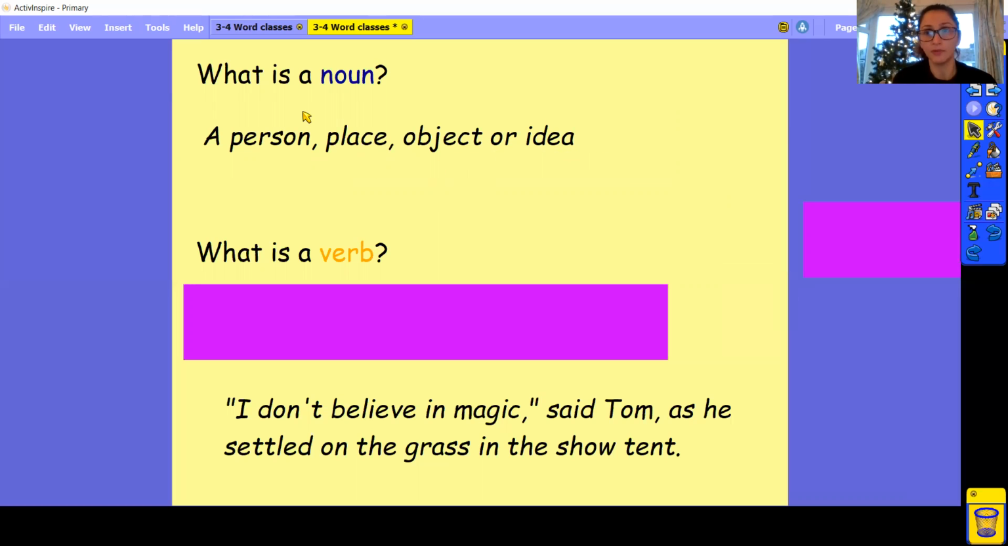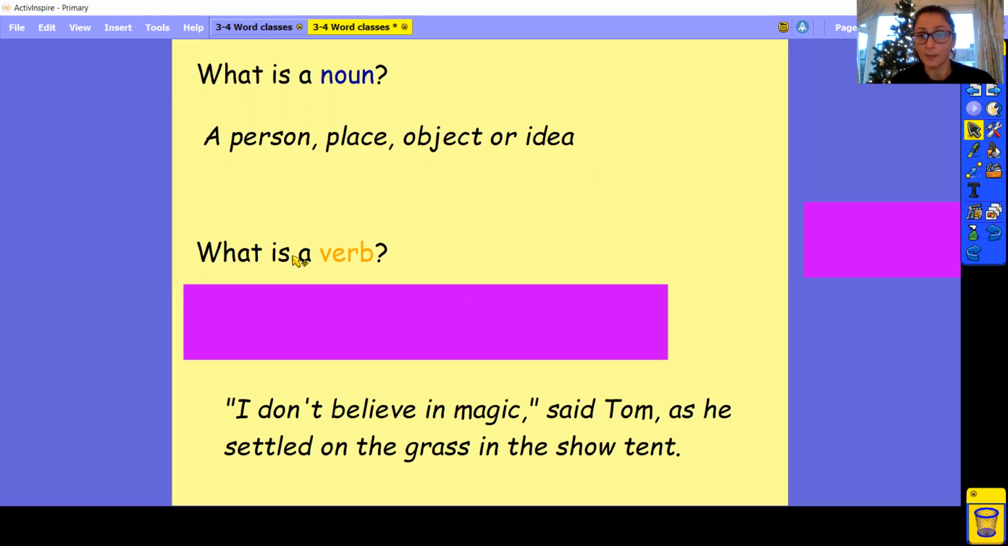So a person, for example, your name, okay, a name of somebody that you know. A place, like Sheffield or England. An object might be a pencil or pen, anything that you can hold, okay, or an idea. So this is what I was saying about an abstract noun. So things like happiness and sadness and curiosity and anger, okay, they're all names of things, but we can't physically touch them. So let's go on to a verb, okay?